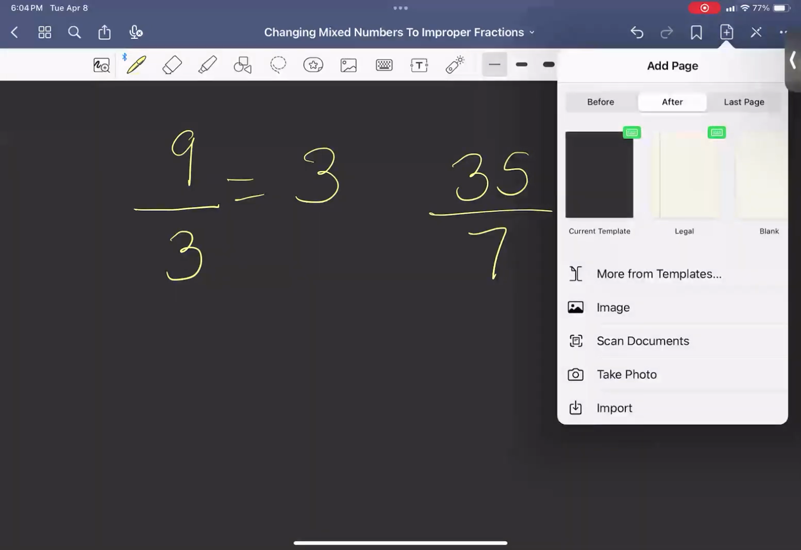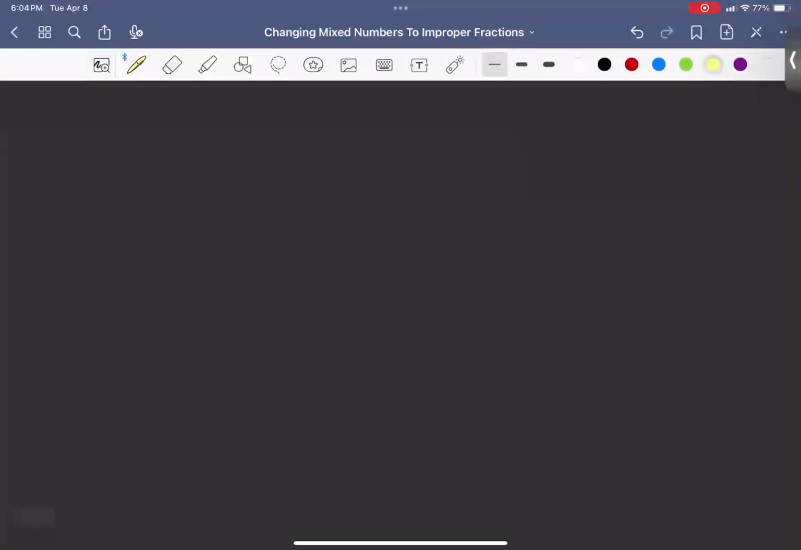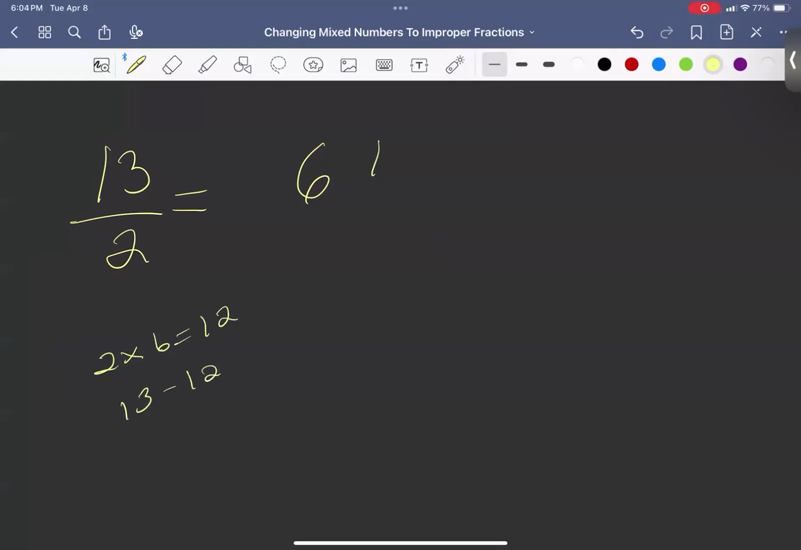Okay, let's do 2 more that are similar to the ones we started off with. So let's say we have 13 over 2. So 13 divided by 2 is 6 because 2 times 6 is 12. Then there's 1 left over because 13 minus 12 is equal to 1. And we keep the same denominator. So our answer is 6 and 1/2.